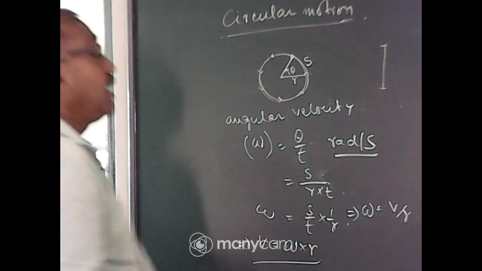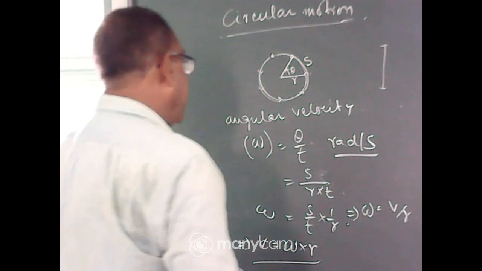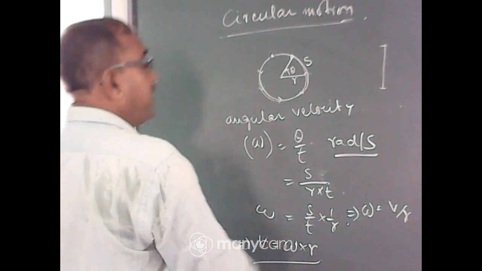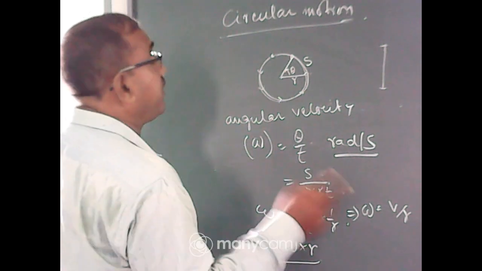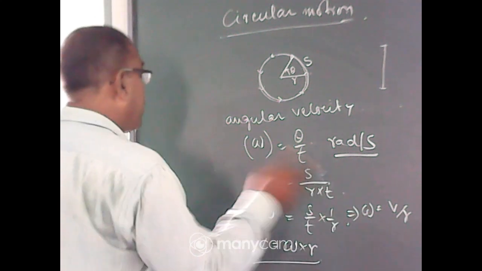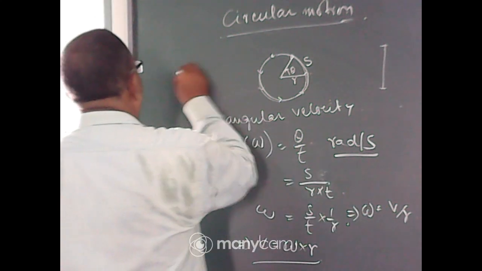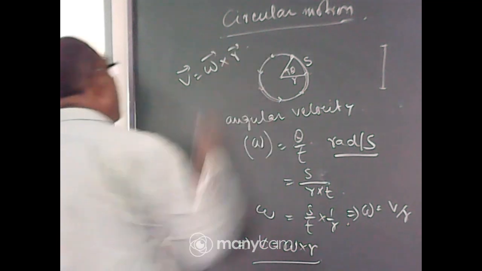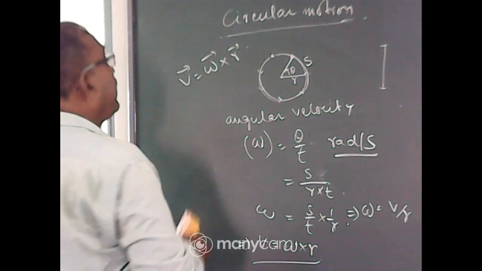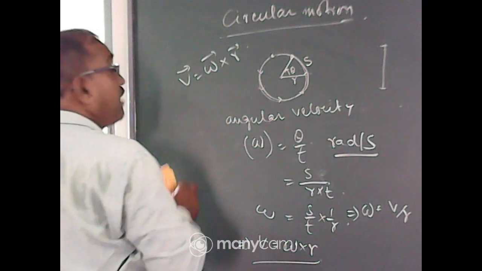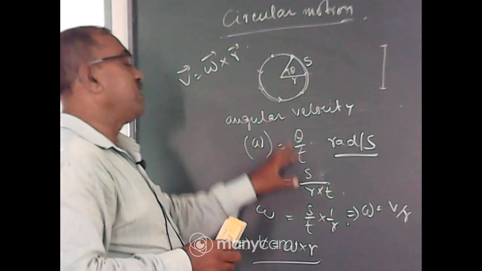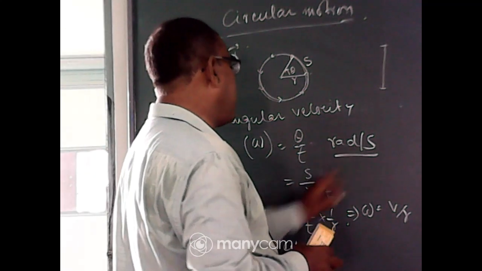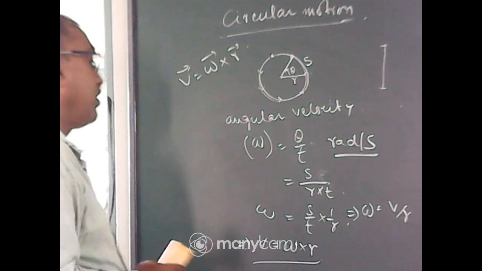My dear student, check here. This is the velocity, and that is also the velocity. That time it will be in vector form. What will be its vector form? Vector form: v equals omega cross r. In which direction are omega and r, you know it. Angular velocity equals theta by t. The unit of theta is radian and the unit of time is second, so rad per second is the unit of angular velocity.